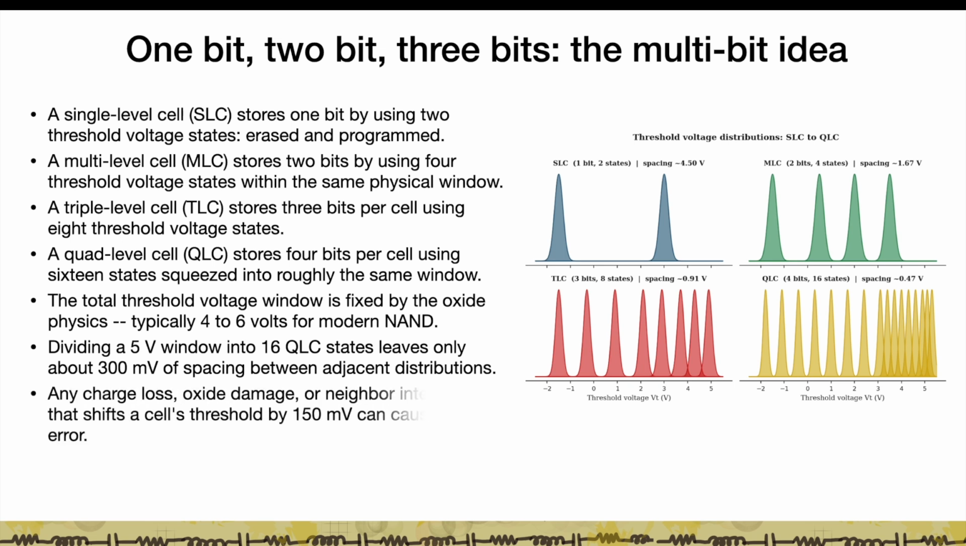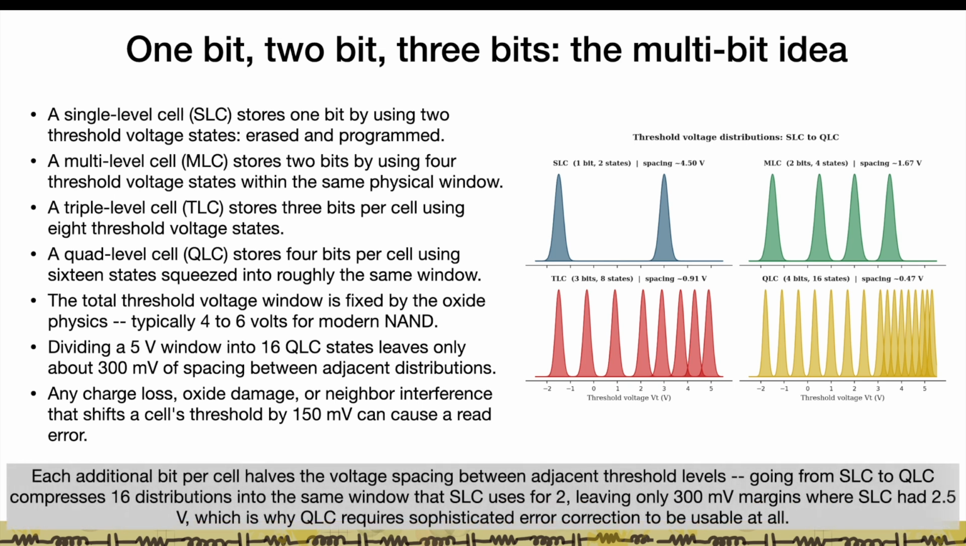Now 16 states, roughly 300 millivolts of spacing, the distribution in the figure looks almost merged already when drawn at a realistic sigma value. A QLC cell requires error correction codes sophisticated enough that in modern drives, the ECC engine is a significant fraction of the controller die area. Not because QLC cells are poorly made, but because the physics of cramming 16 threshold voltage levels into a 5 volt window leaves almost no room for anything to go wrong.